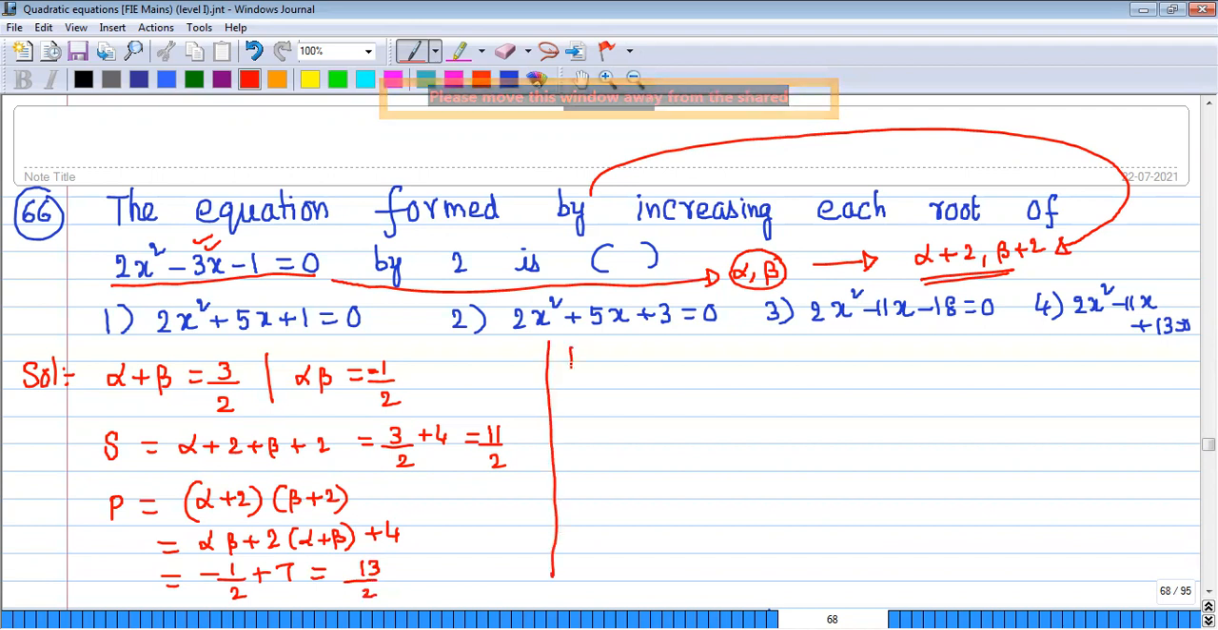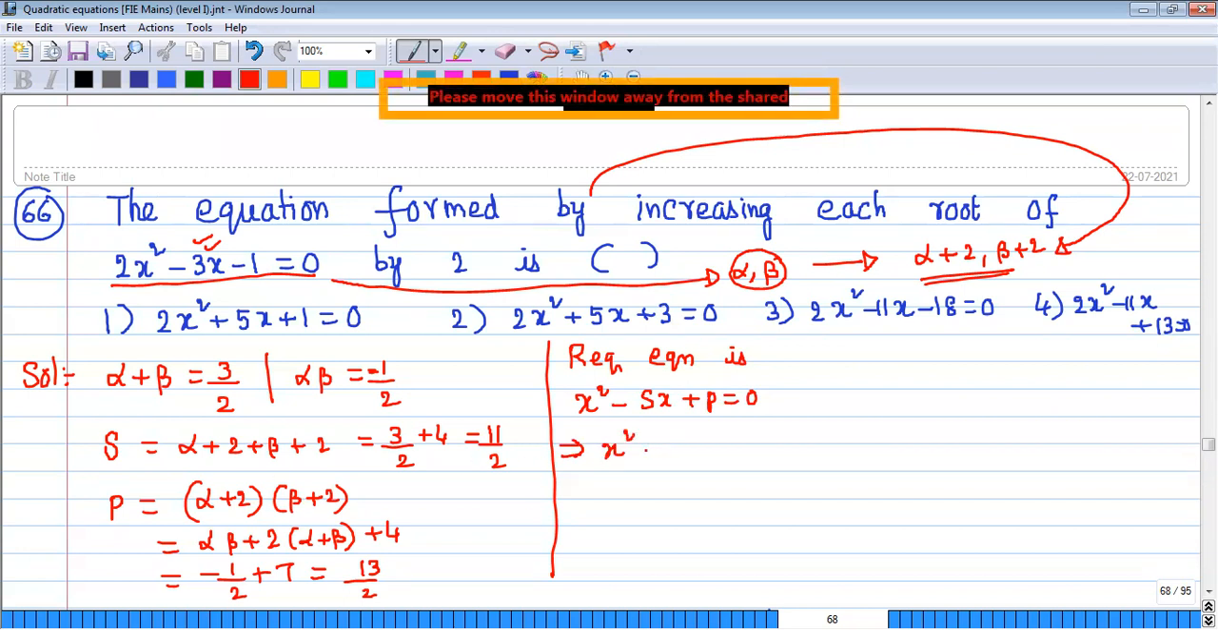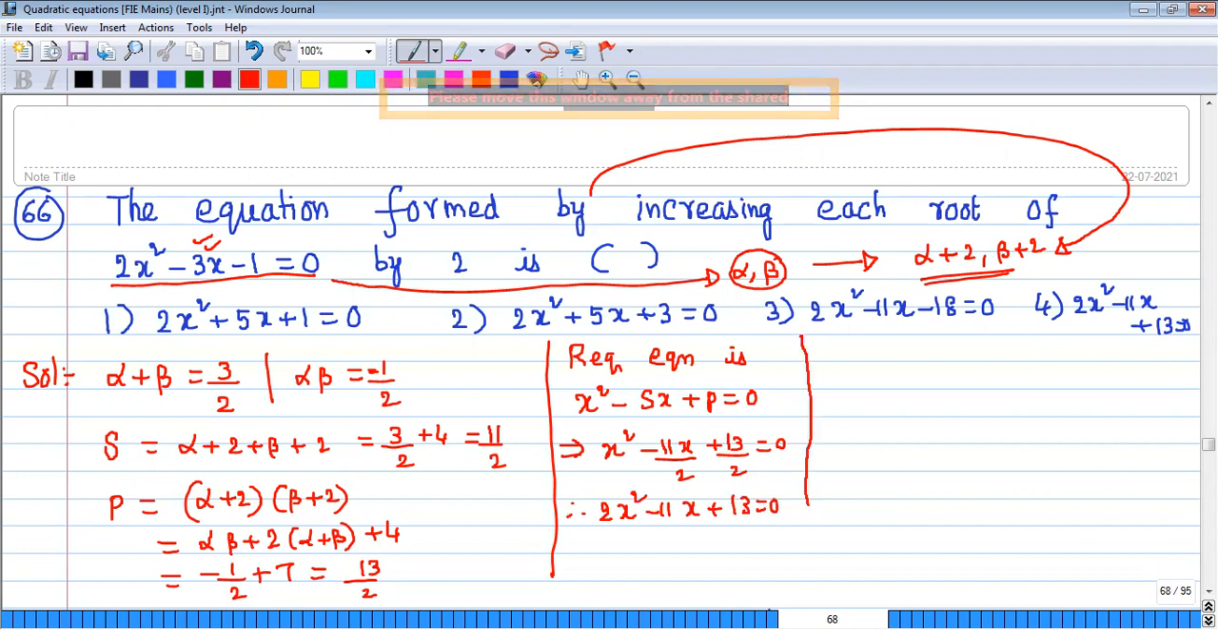Now required equation is x square minus sx plus p equals to 0. That implies x square, sum is equal to 11 by 2, minus 11x by 2, product is 13 by 2. Multiply both sides with 2. We have 2x square minus 11x plus 13 equals to 0. This is one of the methods.